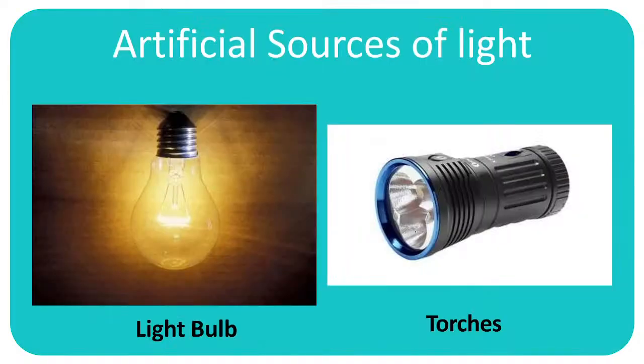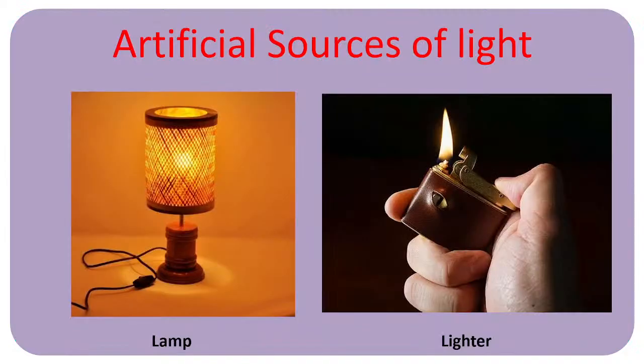Let's come to artificial source of light. Artificial sources of light are nothing but man-made. Artificial means what? Man-made. They are not found in nature, whereas natural sources of light are those objects which are there in nature and give their own light. Artificial sources of light are those objects which are man-made. For example, we have bulb, torch. All these are man-made objects which give light.